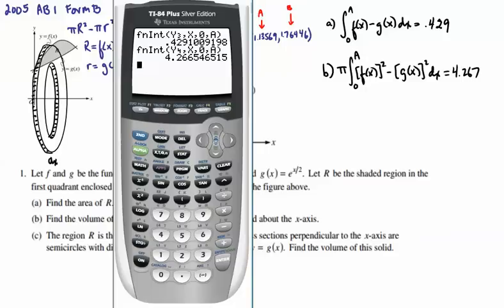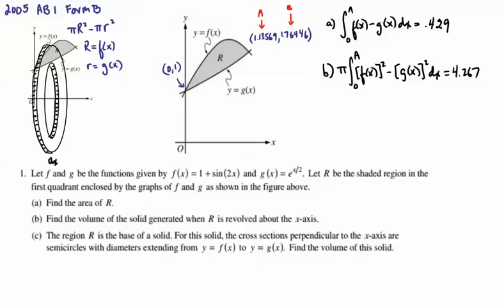Close down the calculator. For part C, we have the region R as the base of a solid, and for this solid, the cross sections perpendicular to the x-axis are semicircles with diameters extending from f of x to g of x. And this time I'll draw a representative strip right onto the original, and we're going to make that a semicircle and find the area of that semicircle with a little bit of thickness, which would be a dx, and then there would be an infinite number of those from 0 up to a.